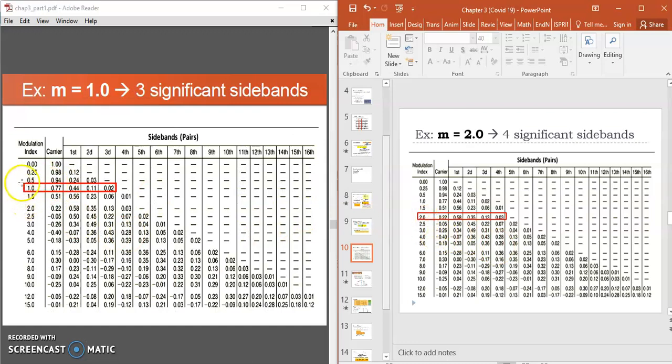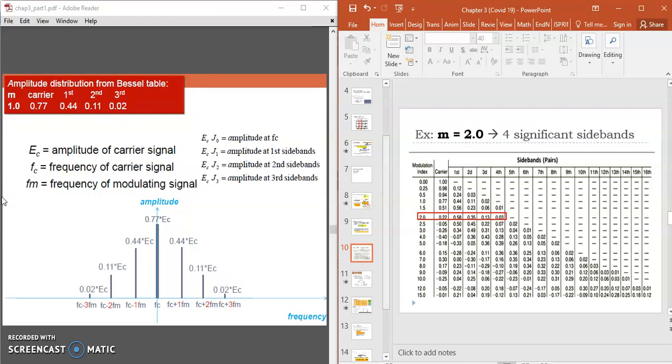Now, how about when the modulation index equals 1 in your analysis? From here, how many sidebands? You get 1, 2, 3. Sidebands come in pairs, so you get 3 on the left and 3 on the right. Now, how do you put in the values?